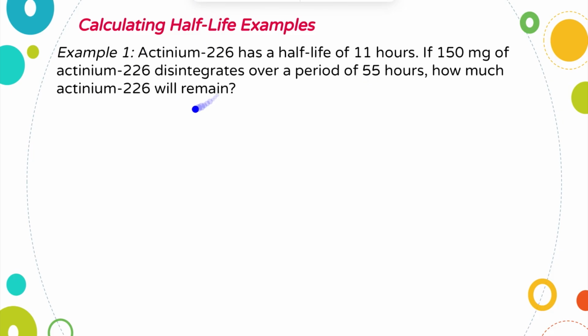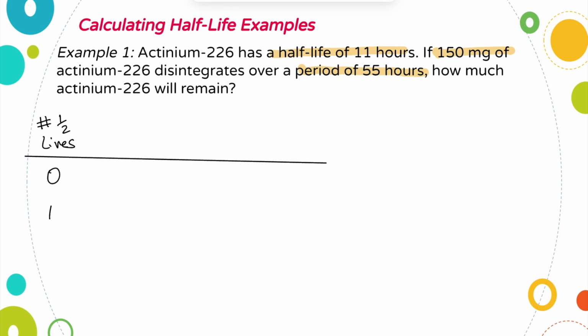So as we're looking at it, it does not matter what our element is, but we know the half-life is 11 hours. We are going to look at a period of 55 hours for our sample, which starts at 150 milligrams. To do this, I'm going to make a little chart. I'm going to have my number of half-lives. And with this, we have our starting value, which is 0. And then we're going to look at a couple of half-lives. Depends on how far we're going, what we might need.